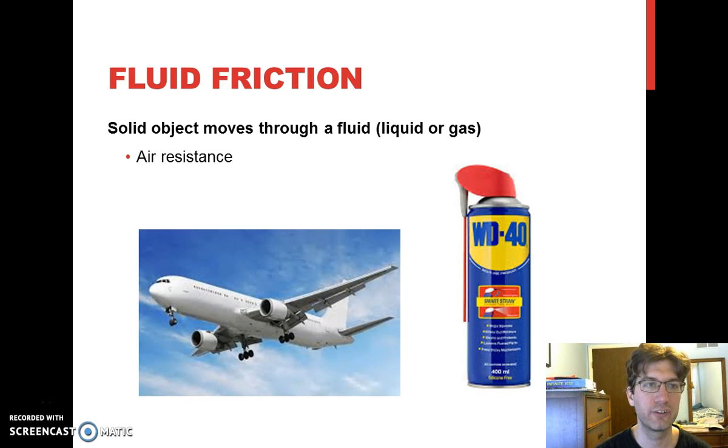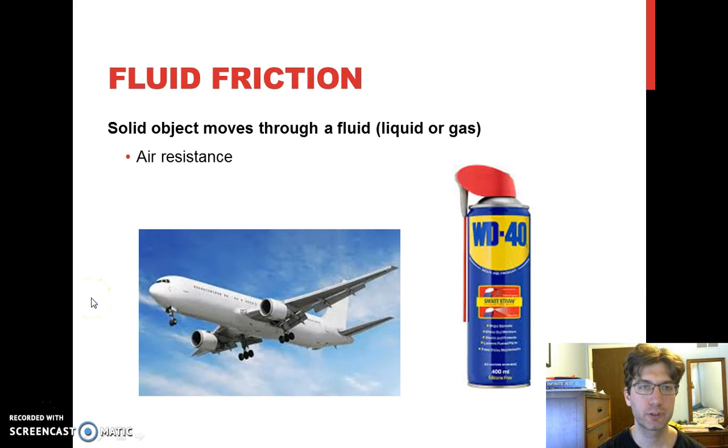Fluid friction is the last type that our chapter goes into. And again, this is a solid object moving through a fluid. That fluid is either a liquid or a gas. So keep in mind, your plane flying through the air is actually experiencing air resistance, which is a type of fluid friction. Again, as it flies through the air, the particles in the air are going to smack against it, exerting a force on that plane and pushing it opposite of whatever way it's moving.